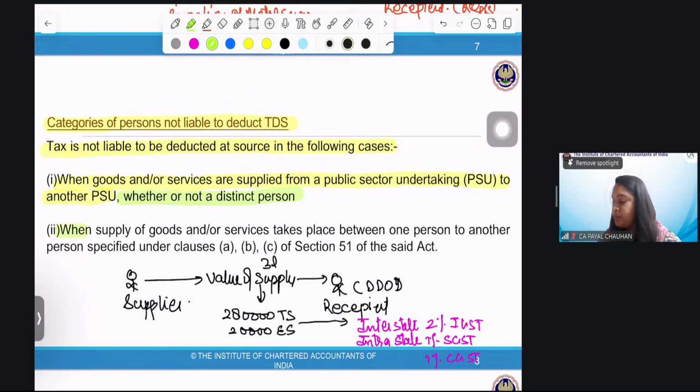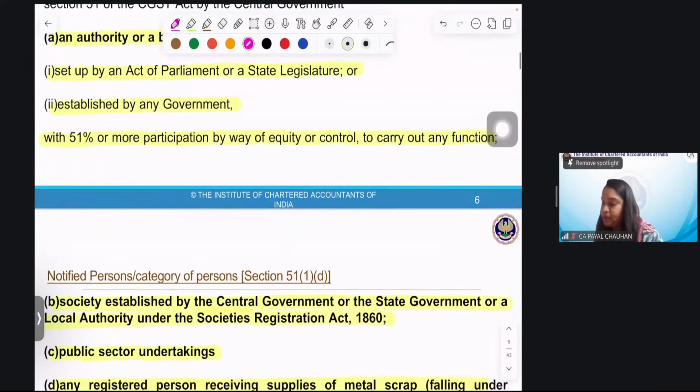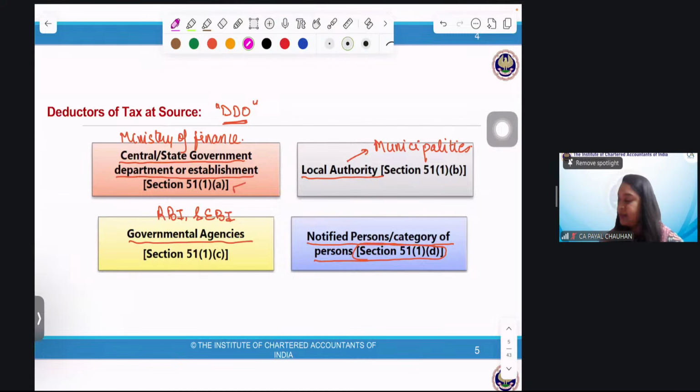In the same way, where the supply of goods or services takes place between one person and another person specified under clause A, B, C of section 51 of the said act. Actually, we'll have D also in it, but only the metal scrap one is excluded. So, see, I'll make it easy. Rather than reading, go ahead like this. If this person is supplying goods to this, if this person is supplying goods to this, that means they are supplying goods among themselves. Then no TDS. Did you people understand?